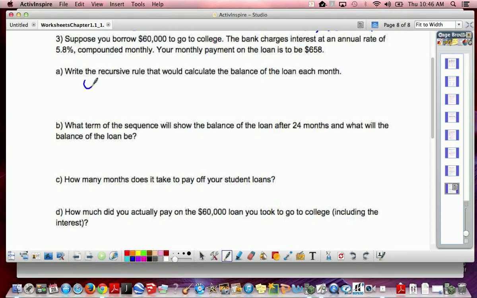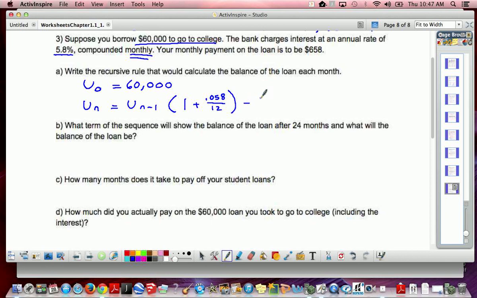$658. So again, recursive definition for part A. We start with how much we're borrowing for college, $60,000. Okay, so those who think about going to college, if you're going to have this much debt, you're going to see how much it's actually going to cost you here. So now, U sub n equals U sub n minus 1. Now we remember how we do this. We start with 1. Here we have the interest rate compounded monthly. So we're going to add 0.058, but it's being divided by 12. So once the interest is added to the $60,000, we get to subtract that monthly payment of $658.